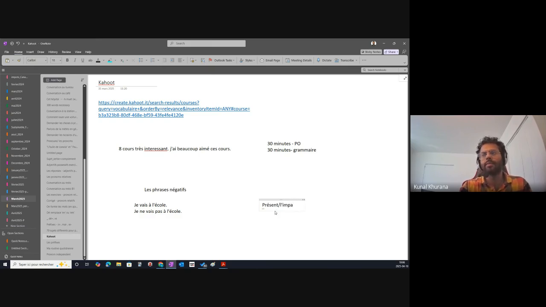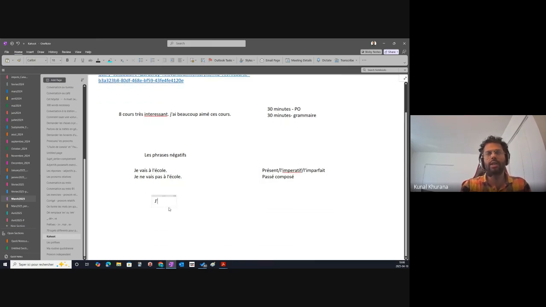l'impératif, l'imparfait. But when it comes to passé composé, the one that we did with avoir, j'ai mangé, okay. So in that, we will write ne and pas before and after the auxiliary avoir. So it is je n'ai pas mangé.